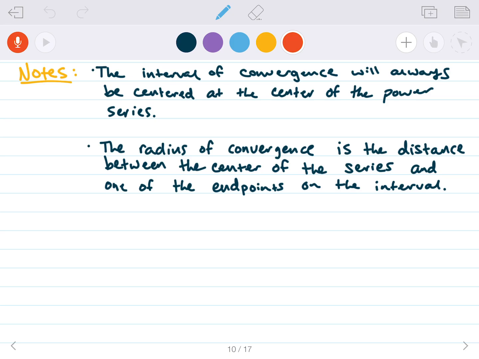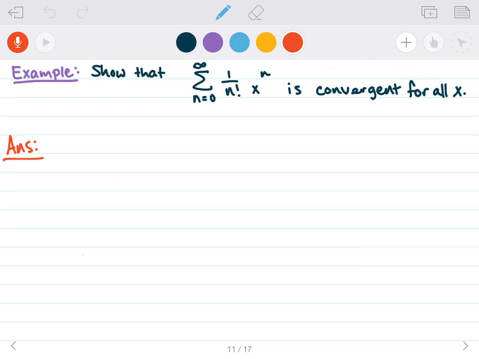Let's do some examples with these ideas that we just learned, this new vocabulary. Okay, so we want to show that this power series is convergent for all x. So that means when we do the ratio test, what we should get is that L is less than 1 for all x. Okay, so let's work on this. Again, for all of these, you're going to want to do your ratio test.